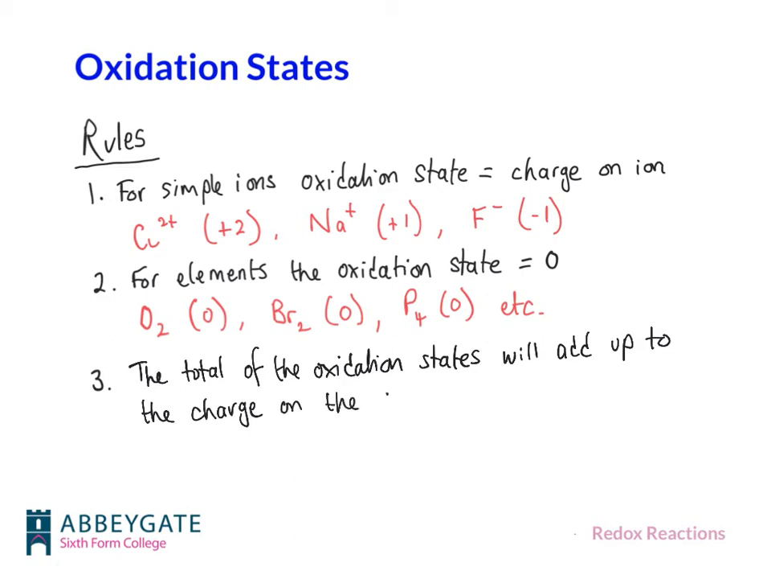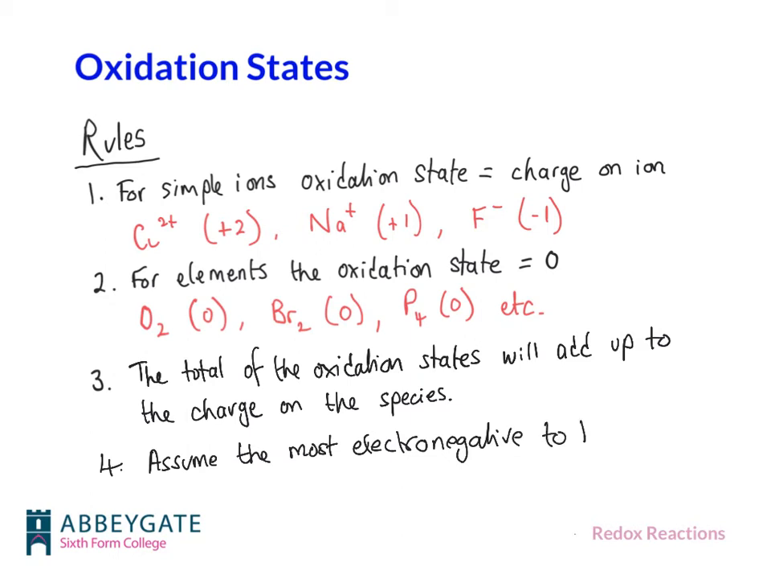Okay, so most things, when we're talking neutral compounds, are going to add up to 0, or they're going to add up to the charge on the ion. Now, the fourth rule only really comes into play when you've got more complicated species that have a mixture of non-metallic elements joined together. In which case you always need to assume that the most electronegative of the elements is the negative one. So fluorine always trumps everything else, oxygen next. But we'll have a look at some examples of that.